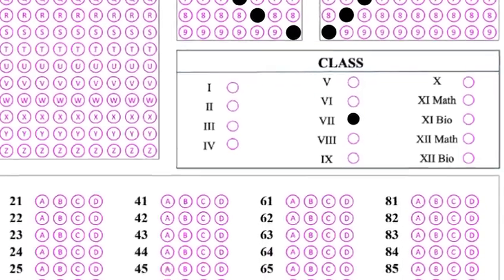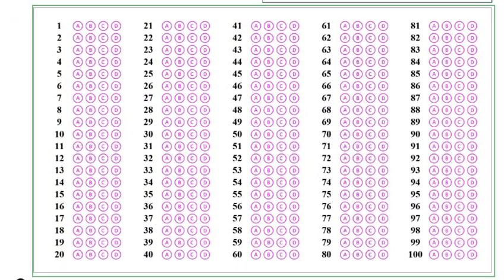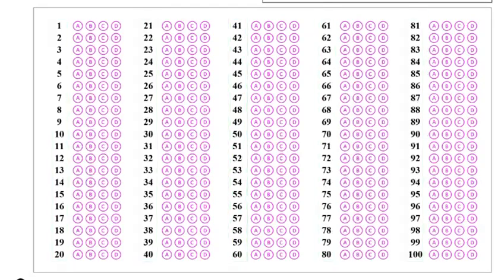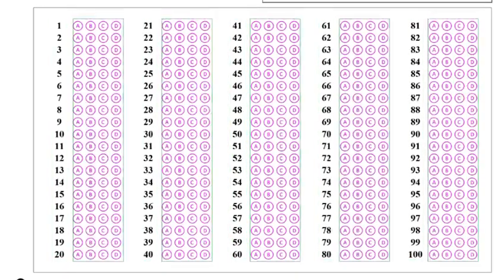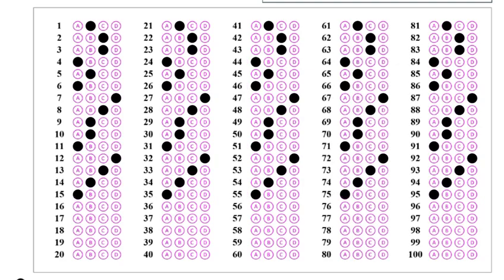it. The last and the most important section is the answers section. This section contains all the question numbers and their options. Here's how you fill it. For each question, carefully read the options and choose the correct answer. Shade the bubble corresponding to your chosen answer completely.